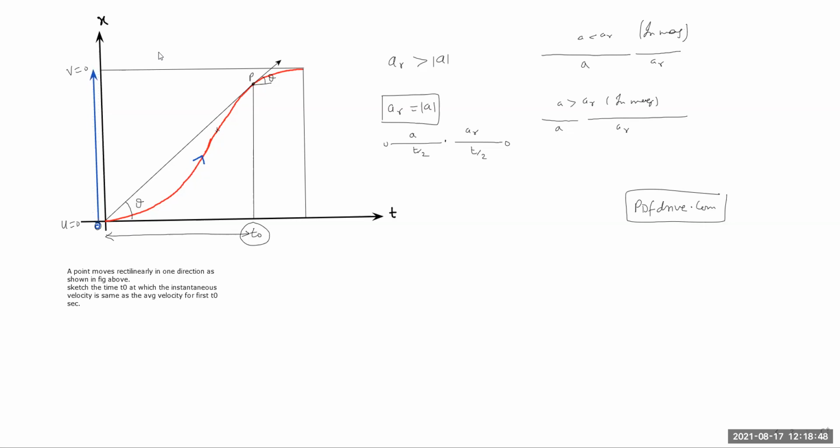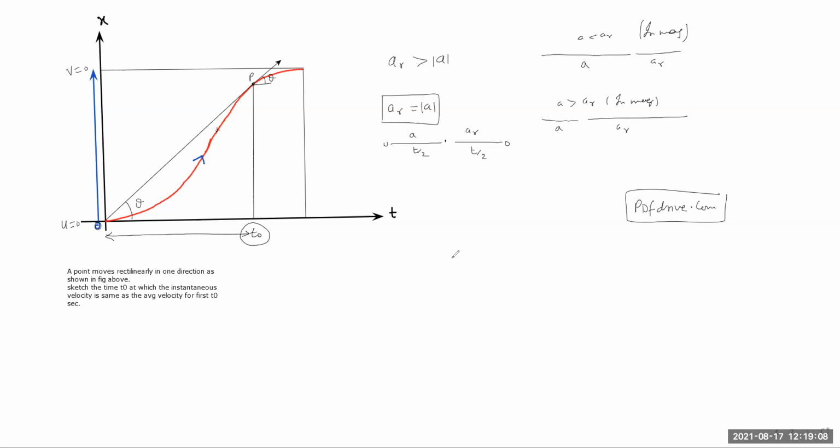Understood, sir. So the average velocity is between the interval 0 to t naught. Correct. And the instantaneous is at t naught. Yes, understood. And it's very easy. You just need to do the tangent actually. Okay.